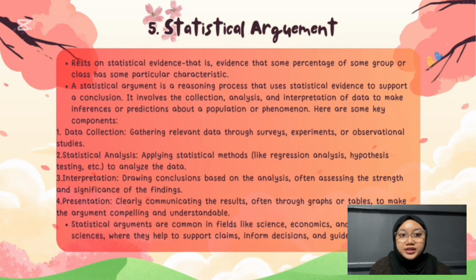Second one is economics. Economists utilize statistical data to analyze market trends, forecast economic conditions, and inform policy decisions. For instance, unemployment rates and inflation statistics can guide government policies. And the third one is social science. In fields like psychology and sociology, statistical arguments help researchers understand behaviors and societal trends. Surveys and observational studies provide data that inform theories and practice.